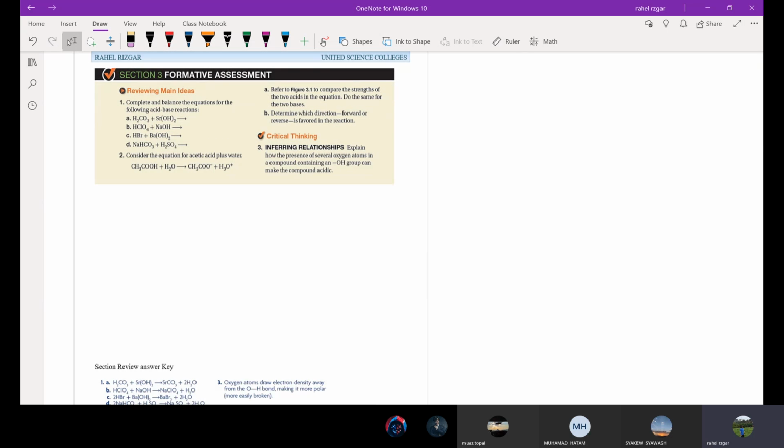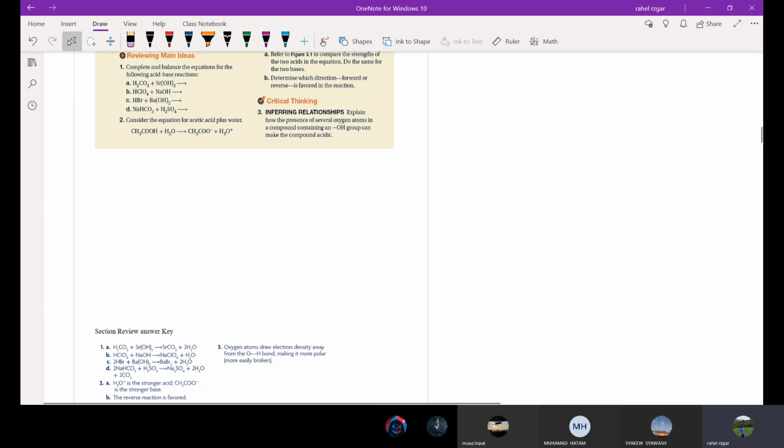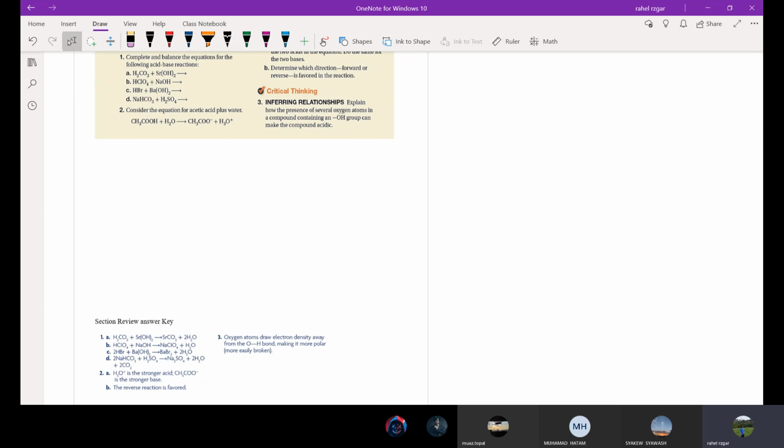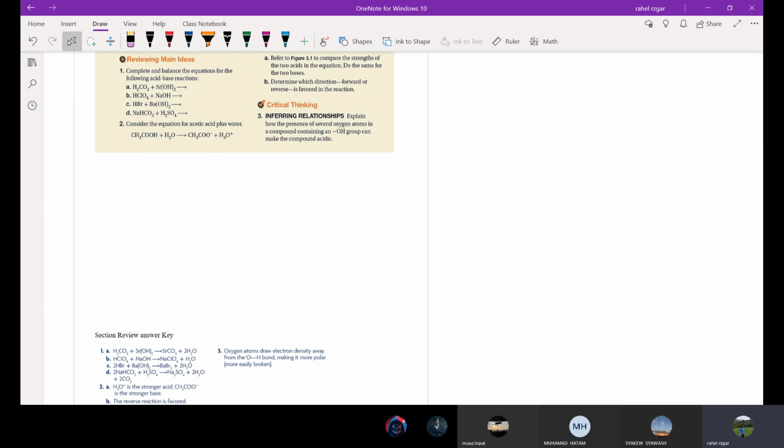Section review, question 1, everyone. Question 1, there are the reactions. So we have studied those reactions. Each reaction we have studied is like the same. We have the same example as these reactions in the upper examples. That's why we don't have to solve them all again.